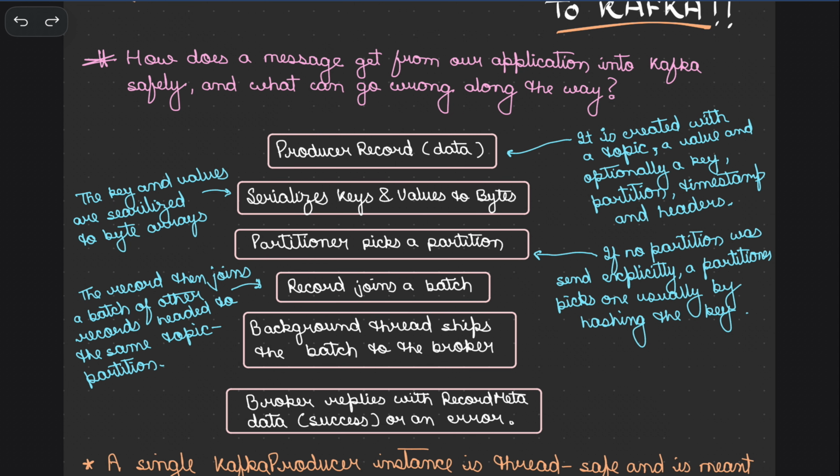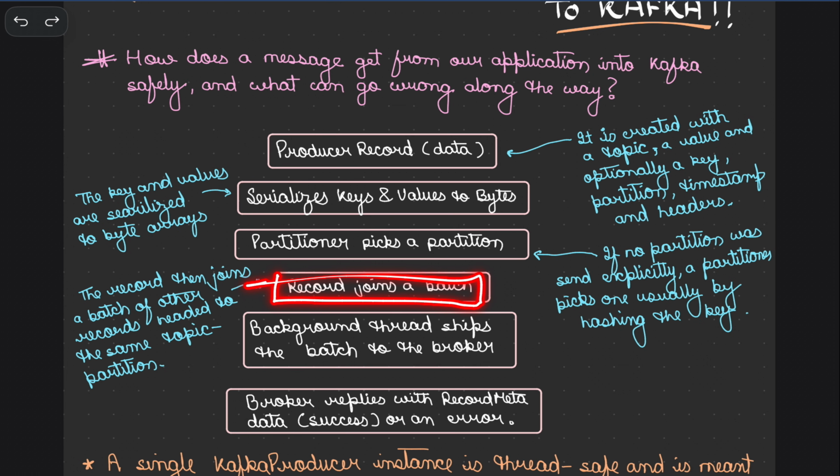So let's start. The first step is the producer record, which is nothing but the actual data. It is created with a topic, a value, and an optional key, partition, timestamp, and headers. This is what the data contains. The second is the serializer: keys and values are serialized to byte arrays. Why? We'll be seeing very soon. The third step is the partitioner picking a partition. If no partition was sent explicitly, a partitioner picks one, usually by hashing the key.